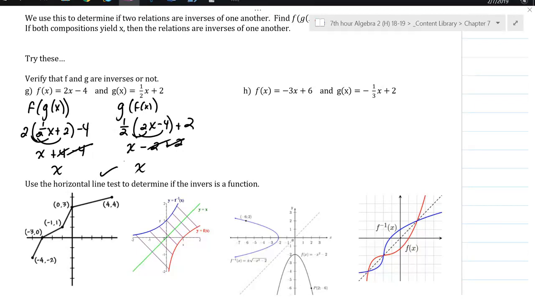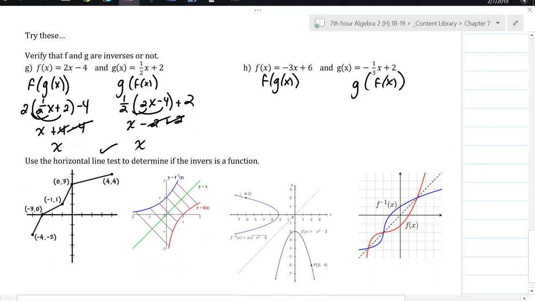So you can do the next example and do exactly the same thing. When you do f of g of x and g of f of x for both of these functions, if your compositions simplify to x both times, then that shows that these two functions are inverses of each other.